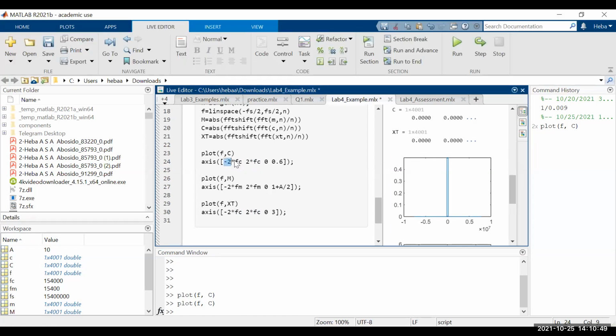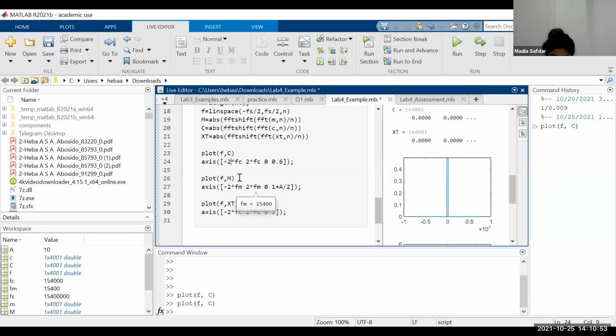I can put 1 and 1. No, you can put FC minus FC to see. Okay, let's check this out. Anything you want to do. So let's see what we have.